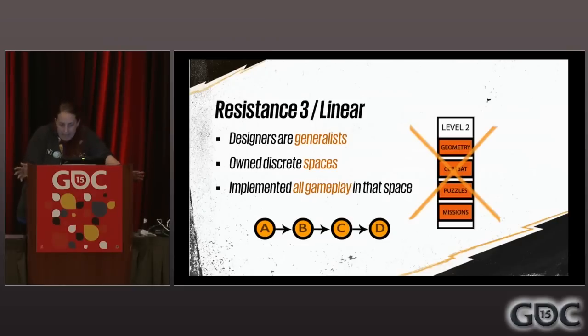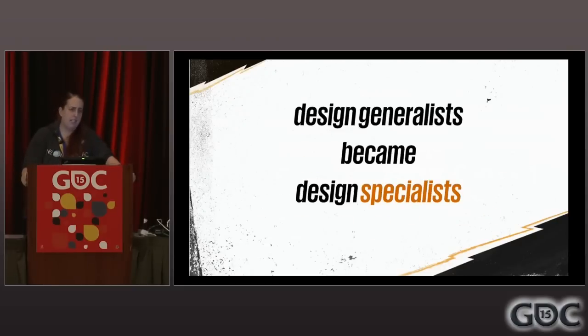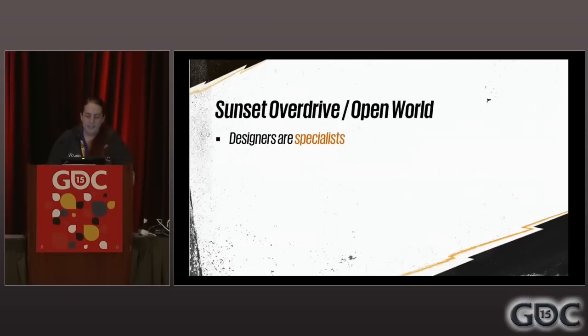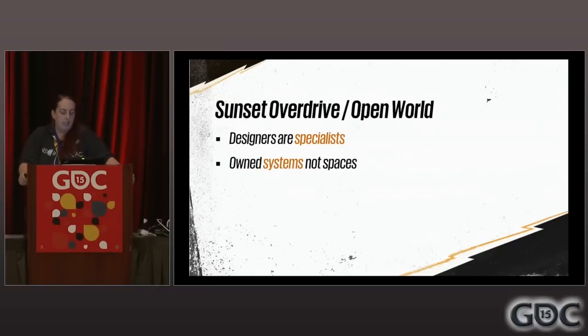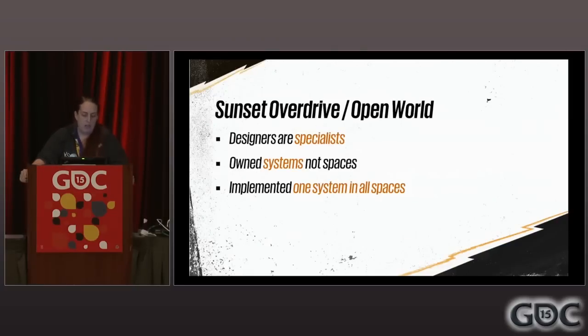So the way we dealt with that was design generalists became design specialists. And instead of all designers being responsible for all the different kinds of content, we would split it up. So on Sunset Overdrive, our open world game, designers are specialists. And specialists means we own systems, not spaces. Each designer was responsible for a specific system or a set of systems, and we implemented that one system across all the spaces. So what you might want to ask is, who makes the spaces? I'll get into that a little bit later. But we own systems.